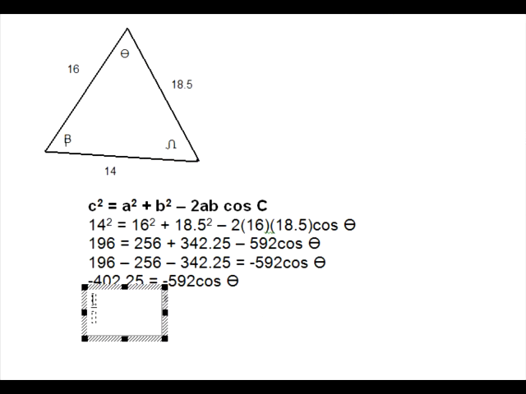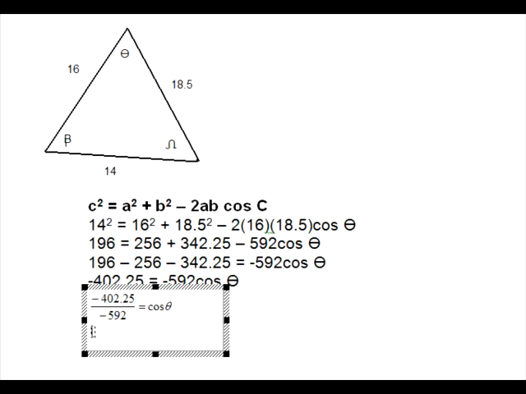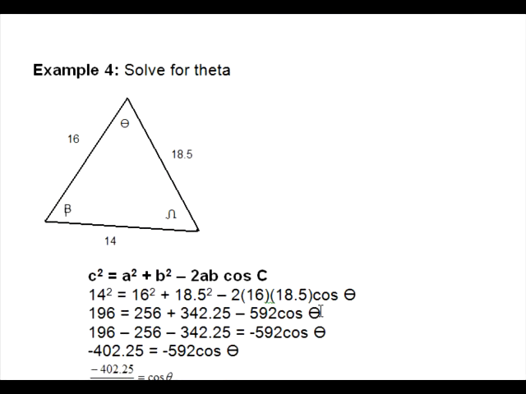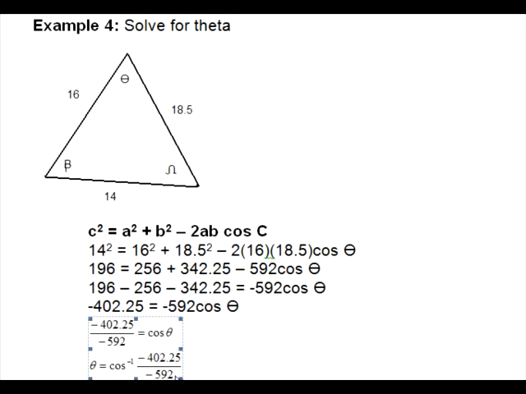So what I'm going to do is say negative 402.25 over negative 592 equals cos theta. And theta equals cos inverse of negative 402.25 over negative 592. Okay, and hope we get a nice answer here, which we should. Make that a little bit bigger so you can see it.